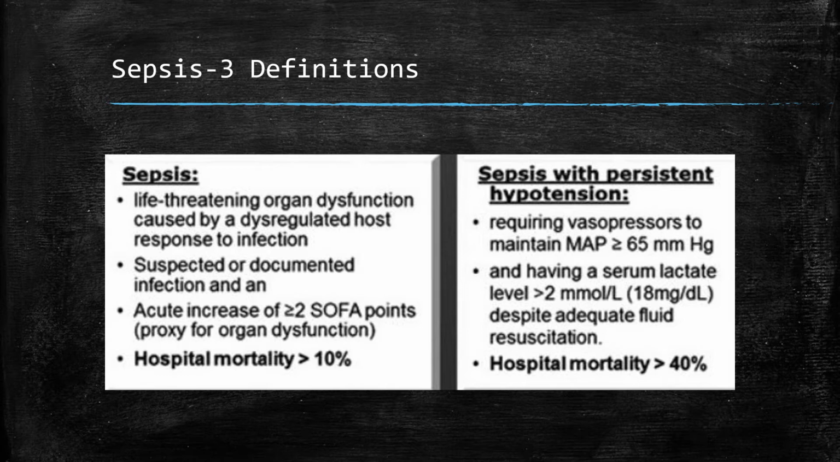Assuming adequate fluid resuscitation, septic shock requires vasopressors to maintain a mean arterial pressure greater than 65 millimeters of mercury, and the definition also requires an elevated serum lactate as well. As you might gather, the hospital mortality rate for a septic shock patient is much higher, and it's as high as at least 40%.